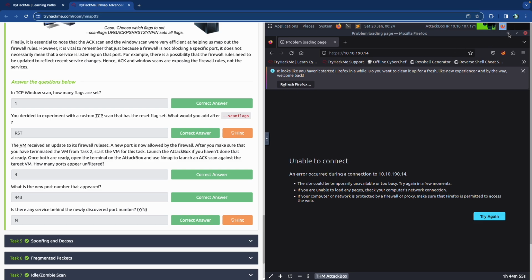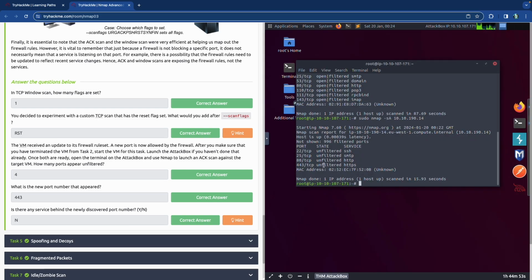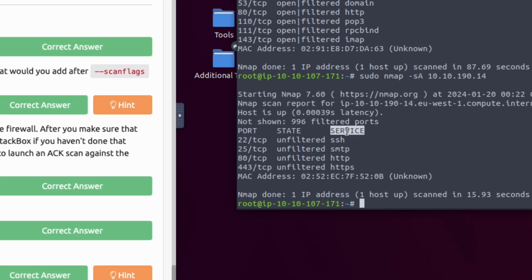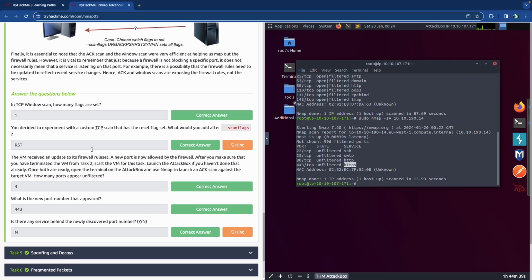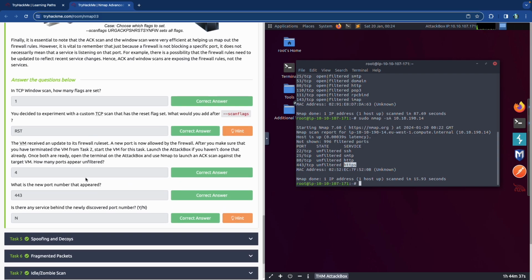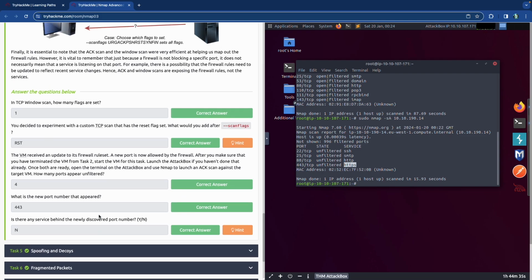So there is no service running on that port, even though right here it's a little bit confusing because it says service, and there's some kind of an acronym or a name implied that there is something there, but when you actually run it, there is nothing there. So that's what they're referring to when they ask, is there any service running behind that, right?